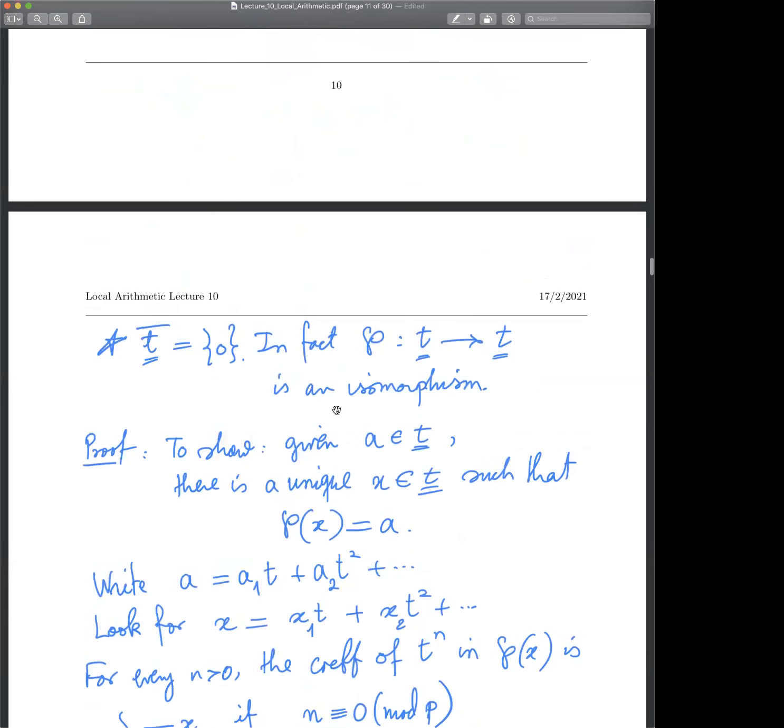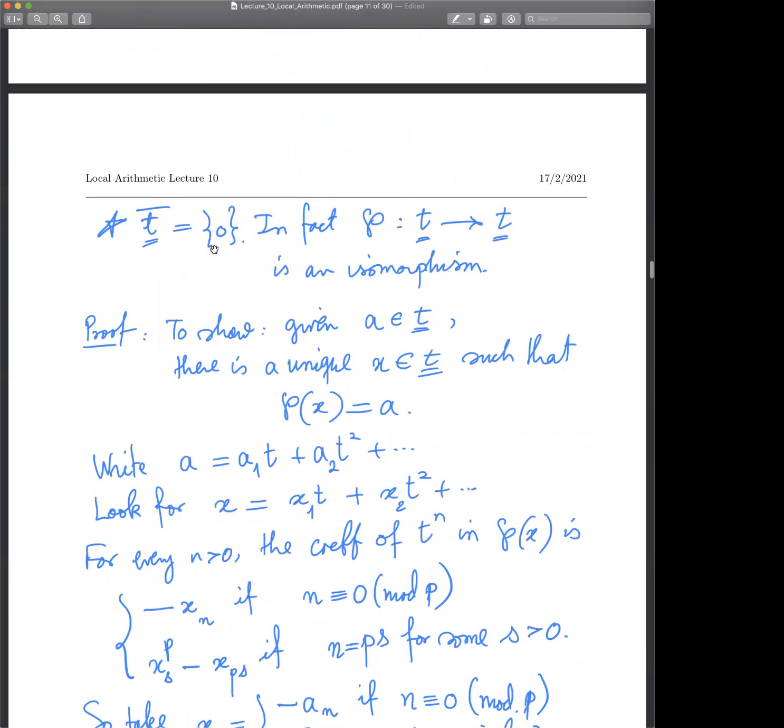Fine. So the first observation is that T bar is equal to 0. It's being claimed that this P is actually an isomorphism. If it's an isomorphism, obviously the co-kernel is going to be trivial. So what do we have to show in order to say that this is an isomorphism? We start with an A in T, and we have to show that there's a unique X in T such that P of X is equal to A. That's what we have to show, that it's bijective. And bijective endomorphisms are isomorphisms, right?